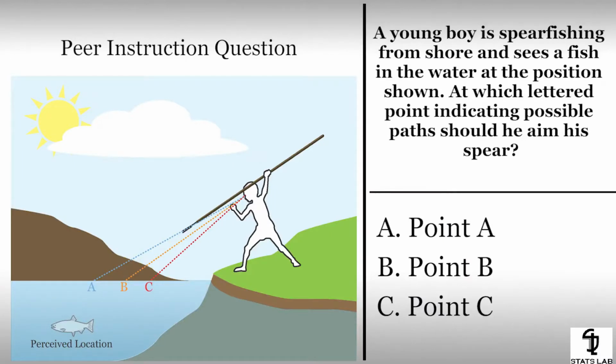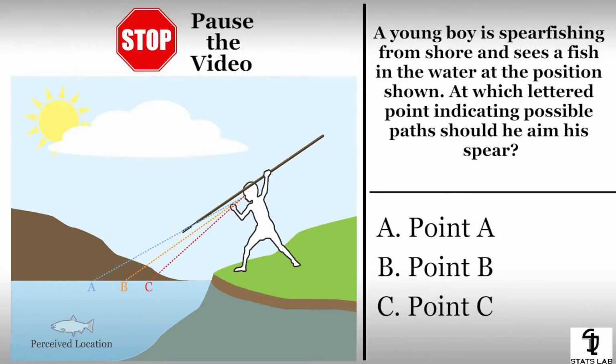Let's check our understanding with a peer instruction question. Classroom students should follow normal procedures or instructor guidelines. Viewers not in a classroom should record your vote and explain your reasoning on a piece of paper. Please pause this video and answer the question.